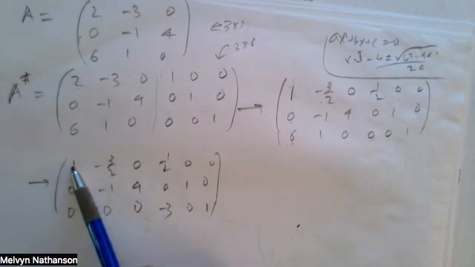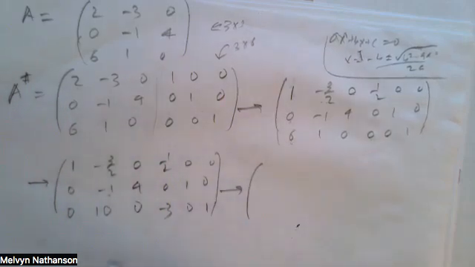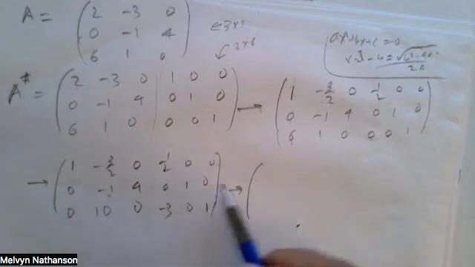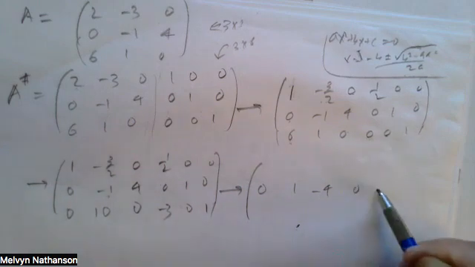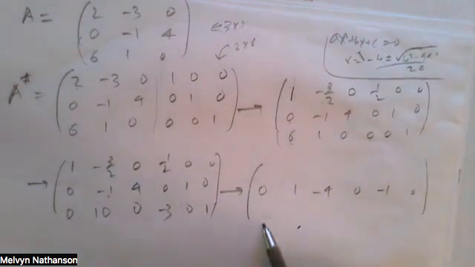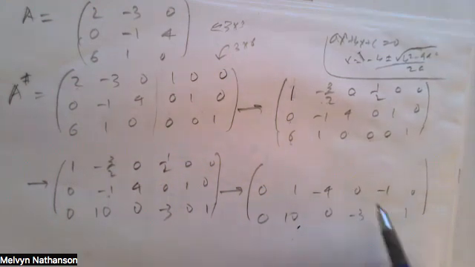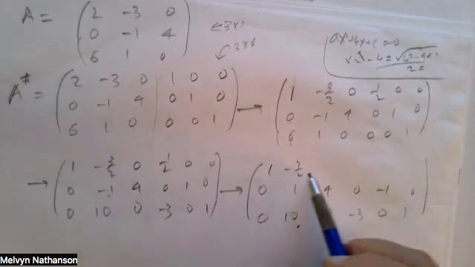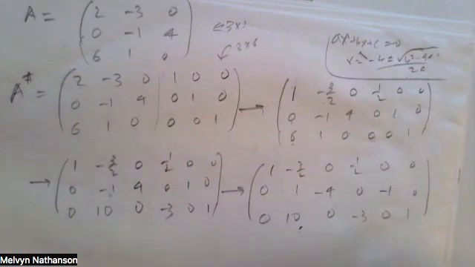So the first entry in the first row is a 1, and everything in that first column is 0. I want the first entry in the second row to be a 1. Well, that's easy. I just multiply the second row by minus 1. I get 0, 1, minus 4, 0, minus 1, 0. And I don't change the first or the third rows. 0, 10, 0, minus 3, 0, 1. 1, minus 3/2, 0, a half, 0, 0. Right.